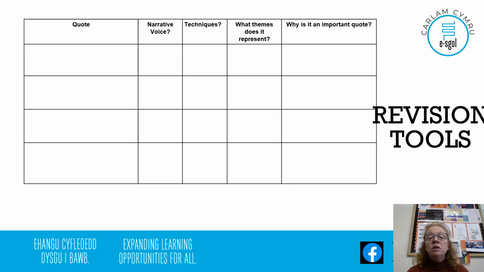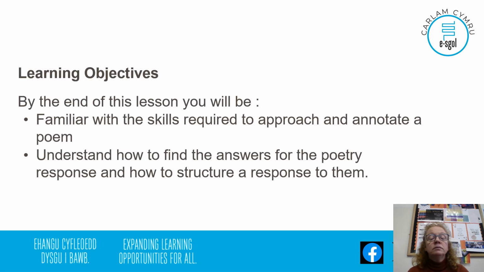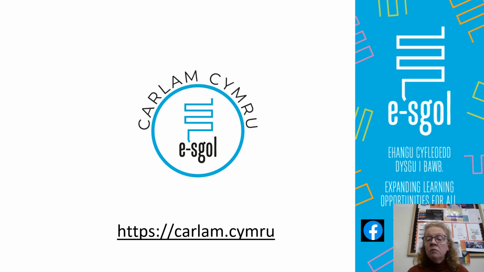And then this would be for a specific poem, going through and looking at different quotes from the poem, the narrative voice and the technique that is in it, what themes it represents and why it was important. So I'm hoping that I've been able to give you some sense of the skills required to approach an annotated poem, and I'm hoping that you will be able to apply that understanding and write an answer now.